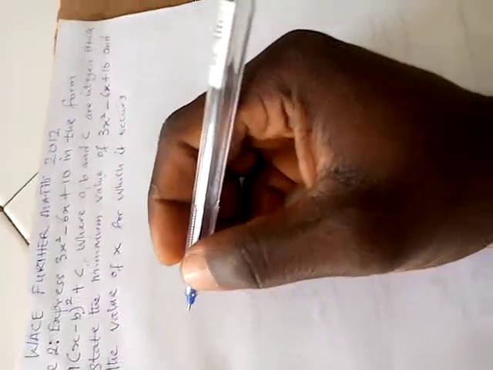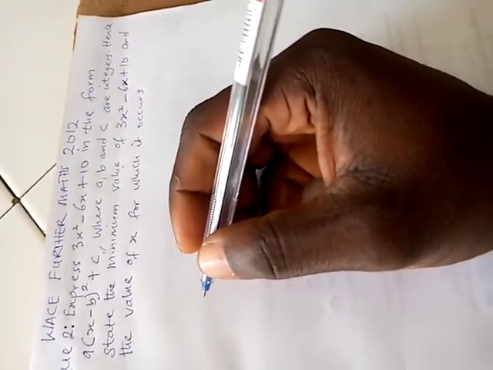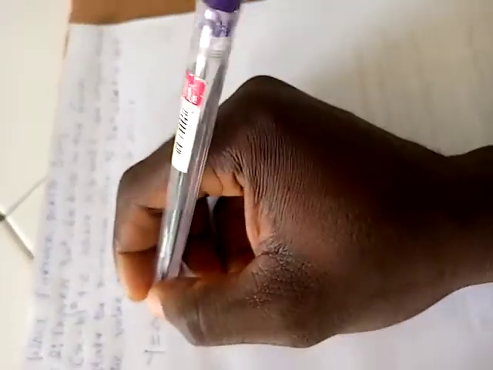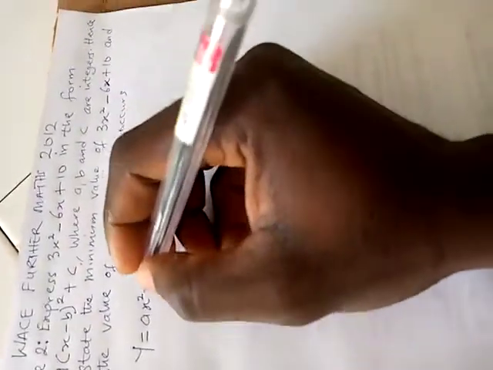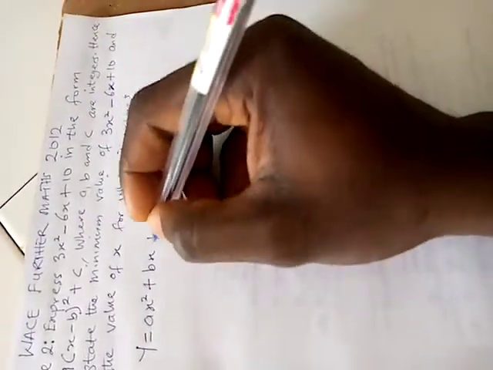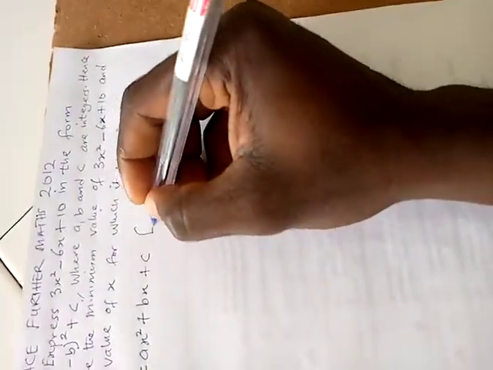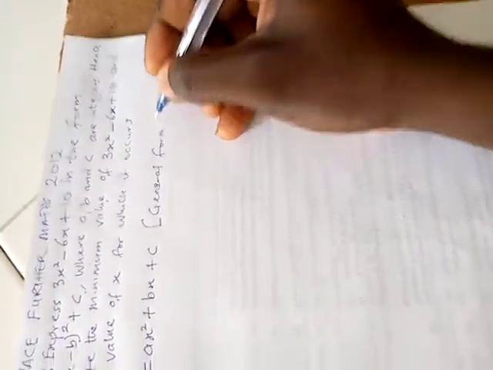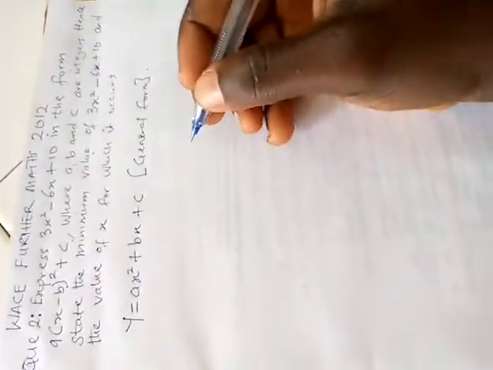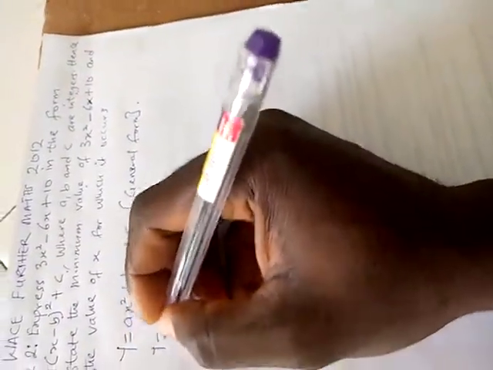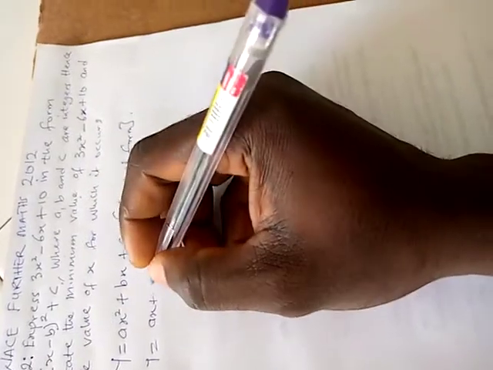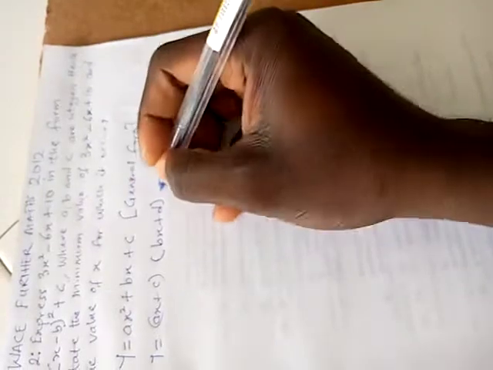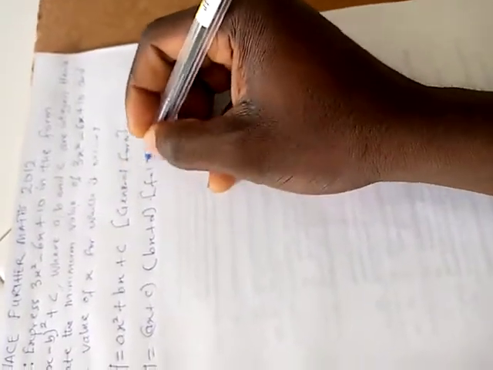Now we are familiar with the general form of a quadratic equation. The general form of a quadratic equation is y equals ax squared plus bx plus c. This is the general form. And we have the factor form, y equals (ax plus c) into (bx plus d). This is the factor form.